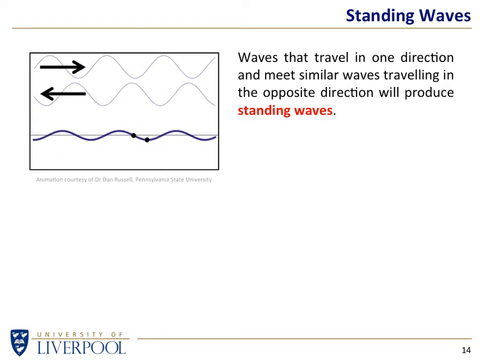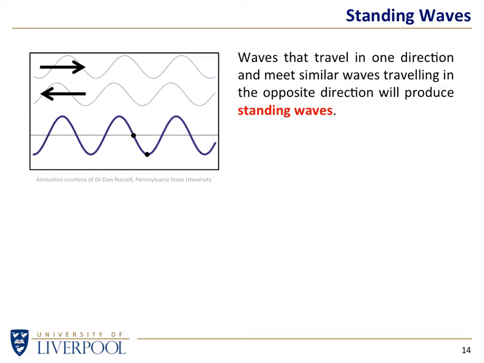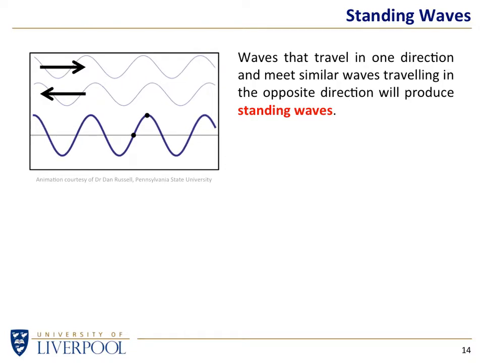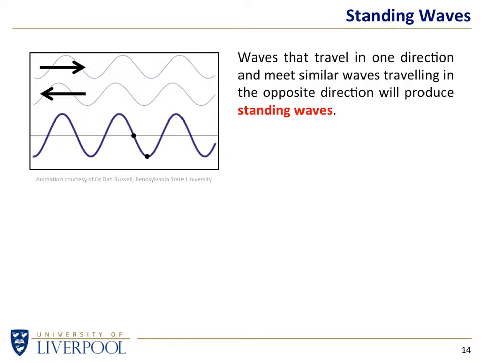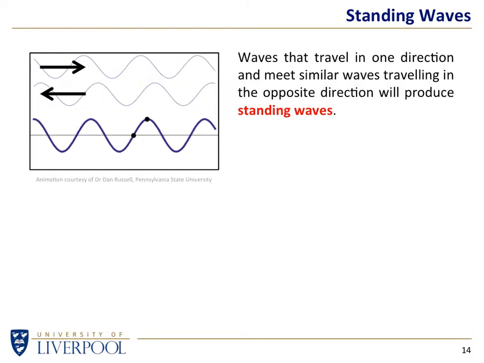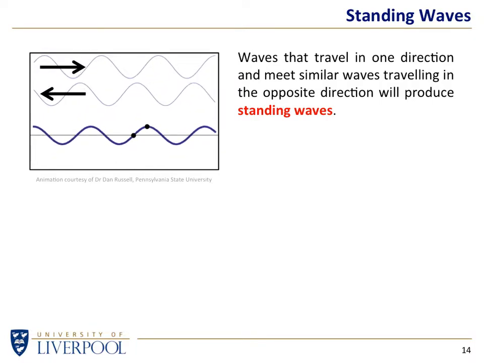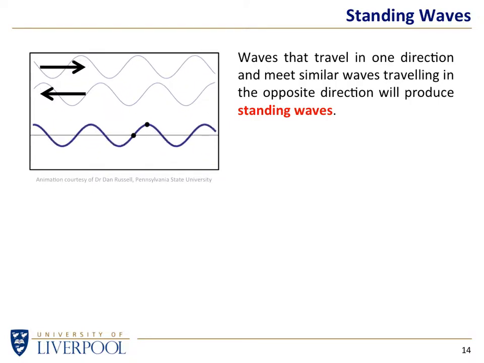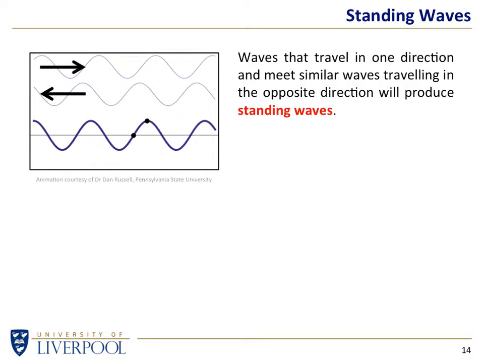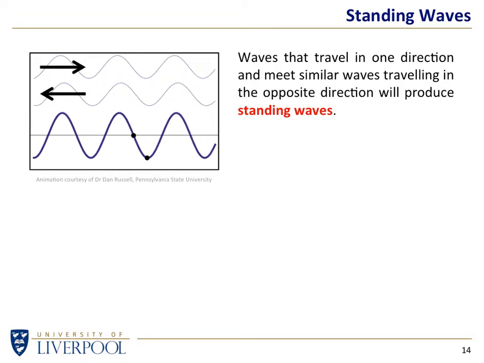But for the first demonstration, the key concept is this: if we have two waves, one travelling from left to right and the other travelling from right to left, as indicated by the top two in this animation, what we can generate is a so-called standing wave. Standing wave, that doesn't mean it's static. It doesn't mean nothing is changing. It means that the result is not moving to the left and is not moving to the right.